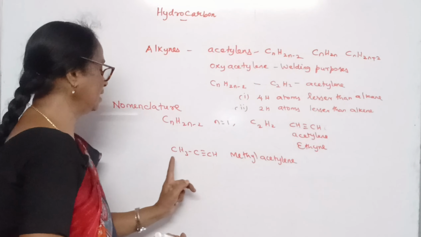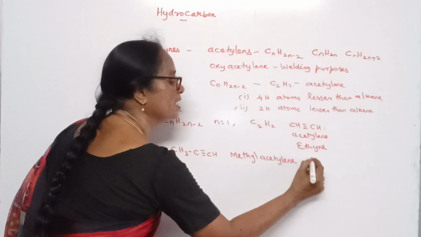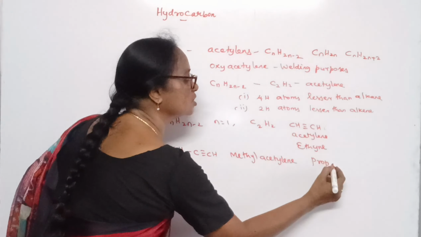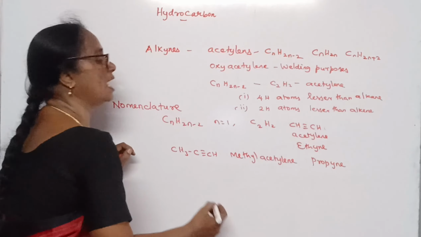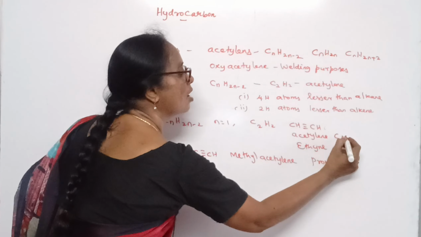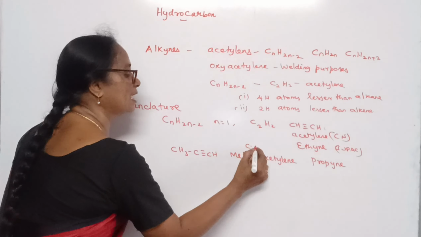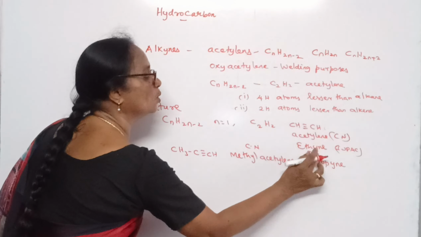How many carbons does it have? It has 3 carbon atoms, so it has prop as the root word and 1 triple bond. So it makes propyne, its IUPAC name. So this is the common name and this is the IUPAC name.